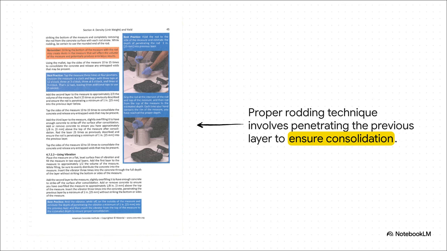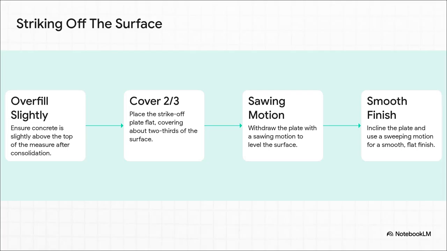Now look closely at this technique. To do it right, your rod has to go through the layer you just placed and penetrate about 1 inch into the layer below it. This is absolutely critical. It's what knits the layers together and ensures you don't have any voids. Okay, the final physical step is striking off. And trust me, there's a very specific technique for this.